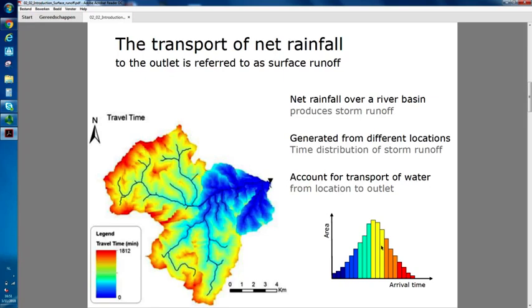And this is also represented by this distribution over time of the amount of water in the river. The more area that actually contributes to the runoff at the outlet, the higher the actual flow will be. And we know that it is generated from different locations. And that is what we use surface runoff processes for, to account for this transport of water from a certain location to the outlet.